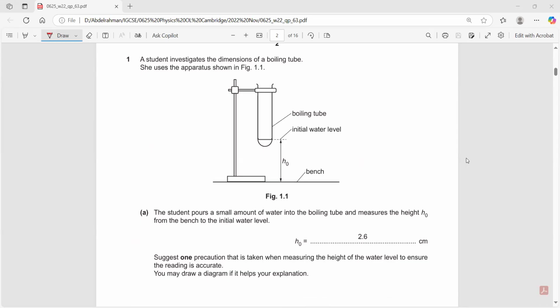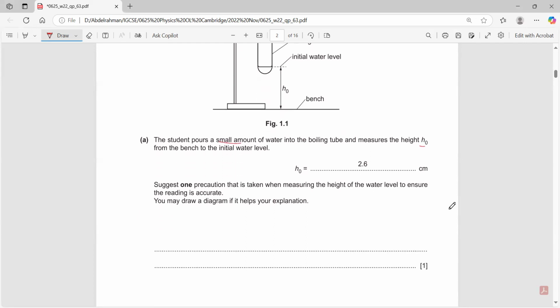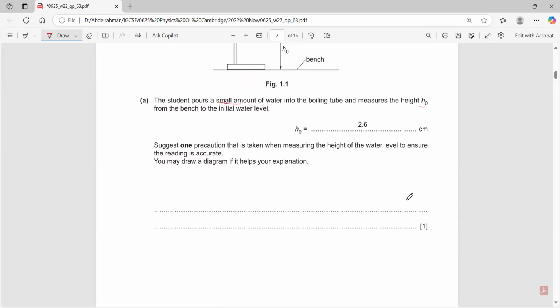The student pours a small amount of water into the boiling tube and measures the height, H naught, from the bench to the initial water level. So first of all, she had some water in this boiling tube and she measured the distance from the bench all the way to the water level. One very important precaution would be to take the reading perpendicularly. Why? To avoid the parallax error.